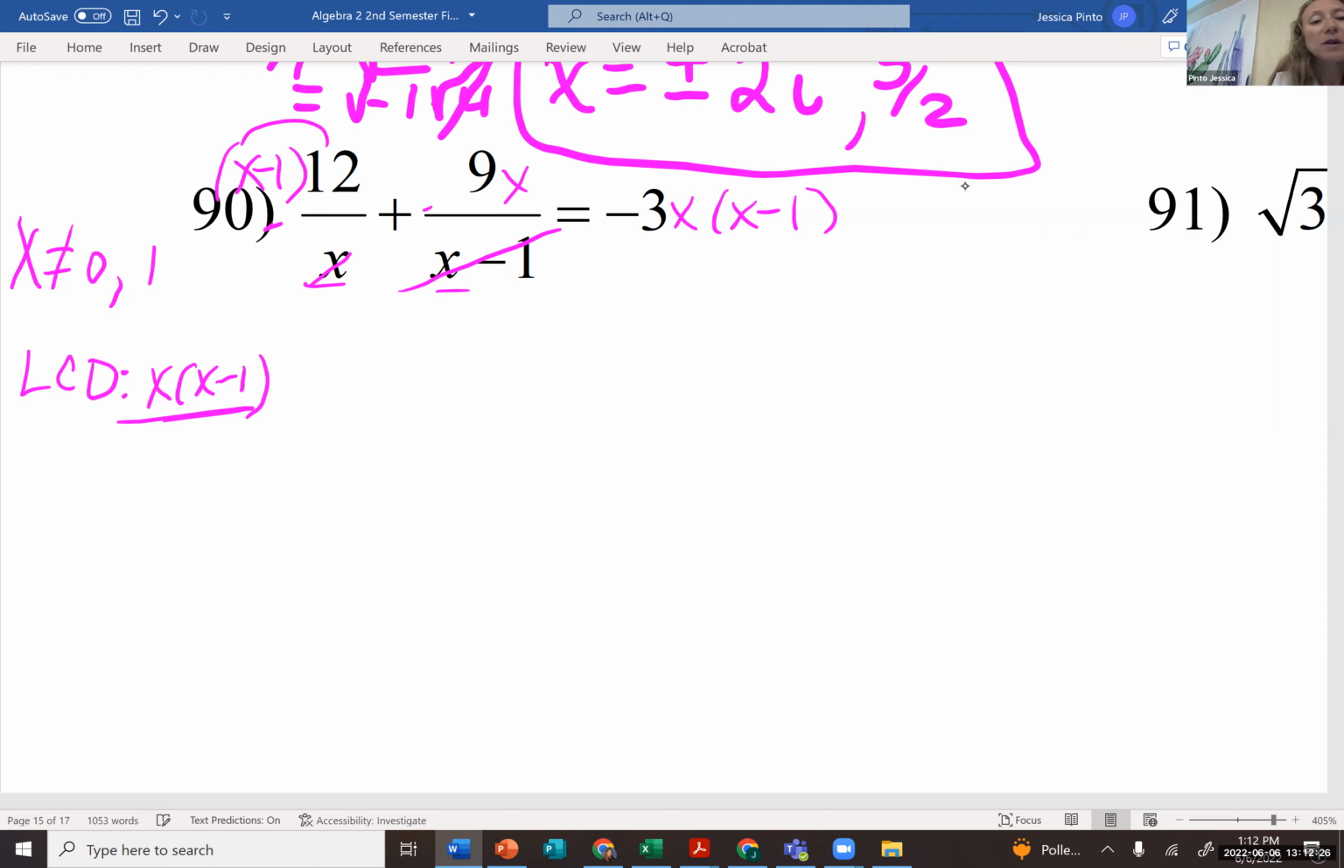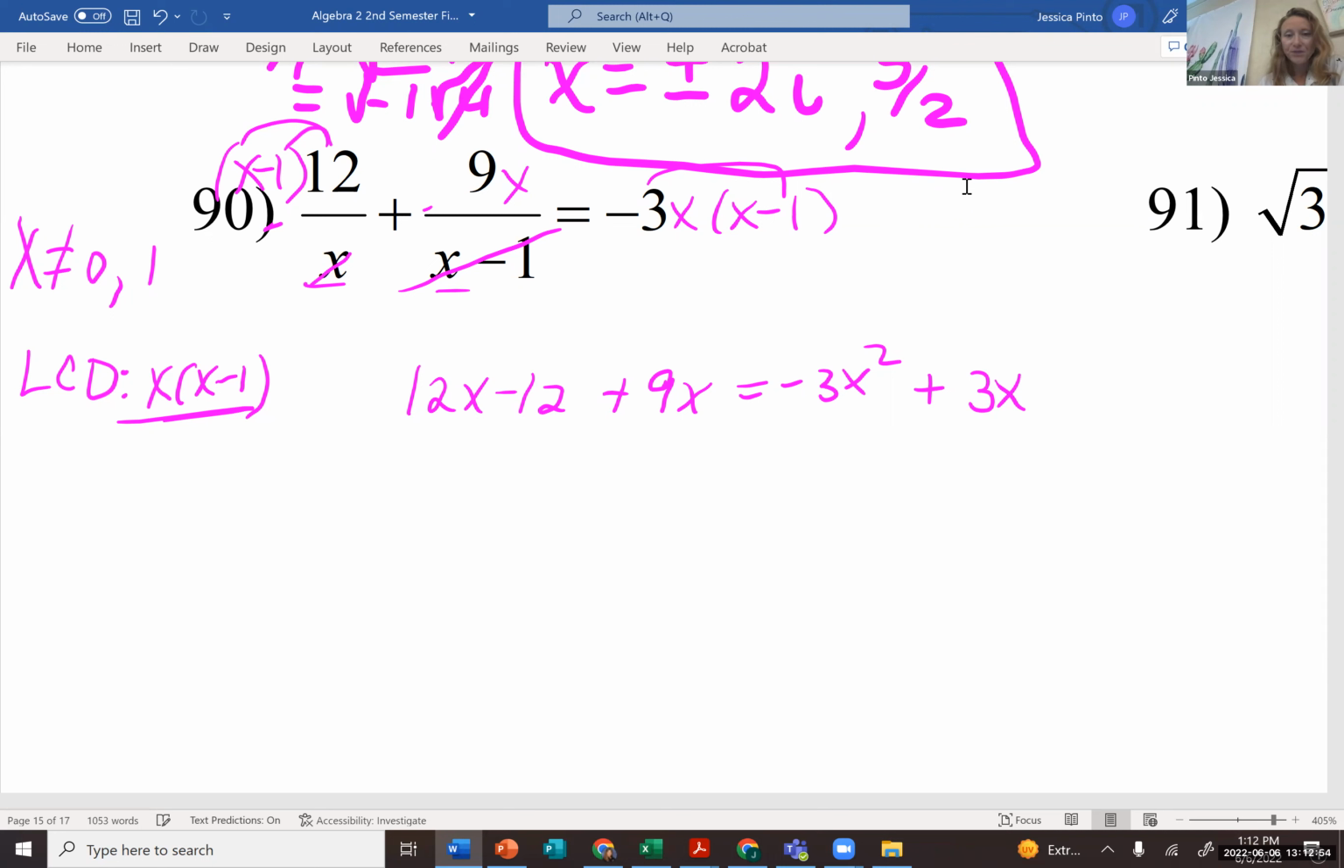So now I'm going to distribute. I have 12x minus 12 plus 9x is equal to negative 3x squared plus 3x. Oh, dang it. I thought this might be an easy one, but I'm seeing that now I have a quadratic equation to solve. So seeing that I have an exponent of 2 here, that tells me that this is a quadratic equation.